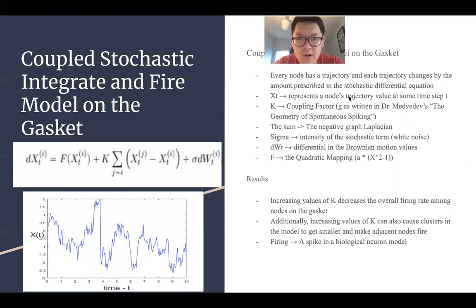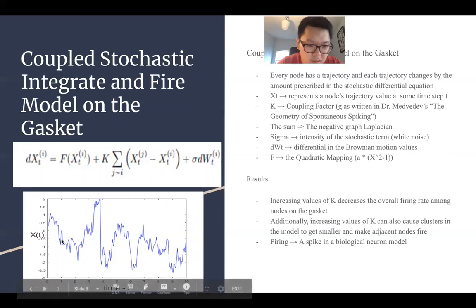After I developed this algorithm, I applied the coupled stochastic version of the quadratic integrated fire model to the gasket. Compared to the ordinary quadratic integrated fire model, this has a coupling factor with a graph Laplacian term and a stochastic white noise term. Because of these two terms, it affects the random perturbations that you get in the curve, as well as the number of spikes that you get in the curve, as we'll see.